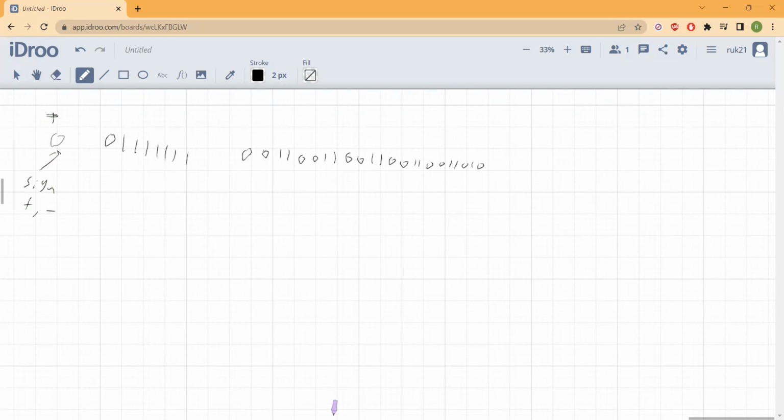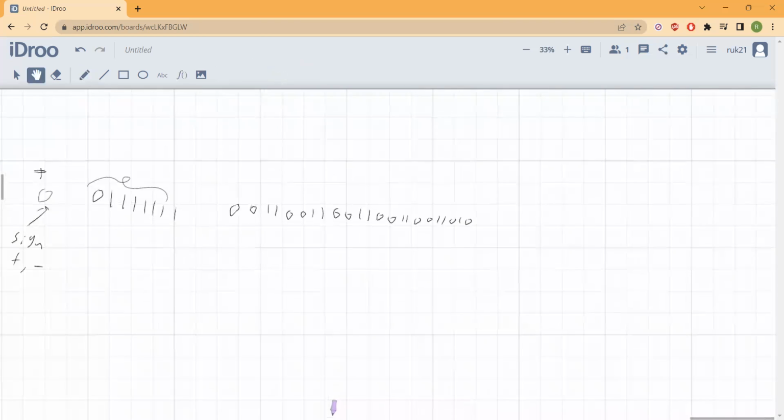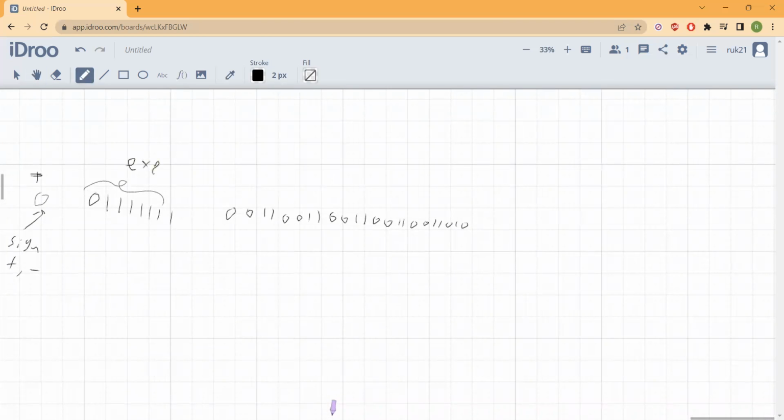Next, we have the exponent. This tells us by how much we multiply our number, 2 to the power of what. Finally, this gives us our decimal. This is called the mantissa. What the mantissa tells us is basically the actual number, which we multiply by the exponent term to get what we're looking for.